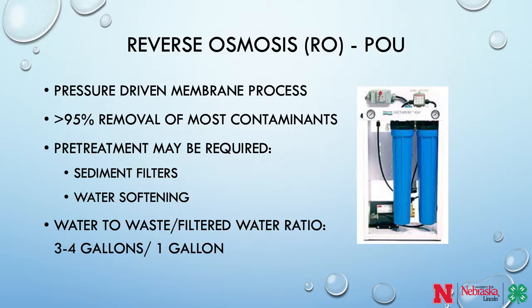And a way to keep your RO filters and your membrane lasting longer is to put pre-treatment in. So you would have your sediment filters and possibly a water softener in line before your RO unit. Today, the wastewater to filtered water ratio is about 3 to 4 gallons of waste to 1 gallon filtered. This has gotten a lot better over the years. And there are also some systems out there, although, of course, the price goes up a bit, that have no waste at all.